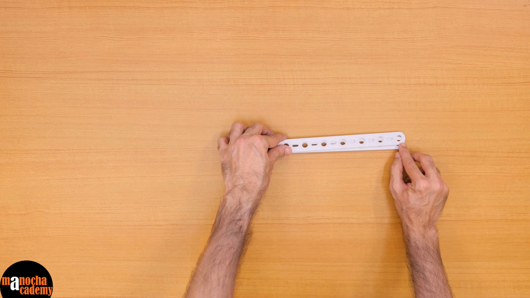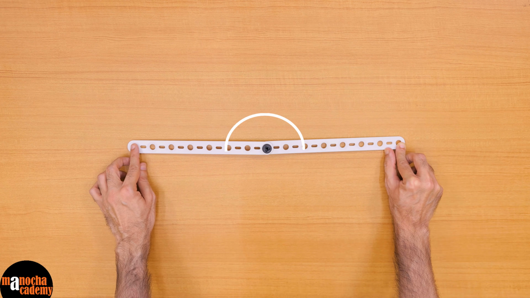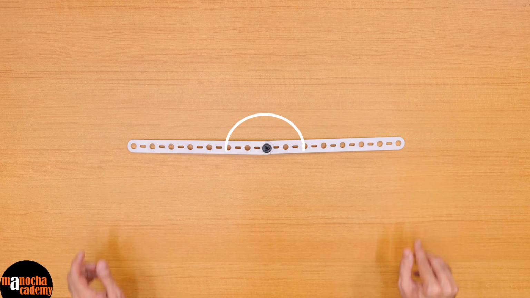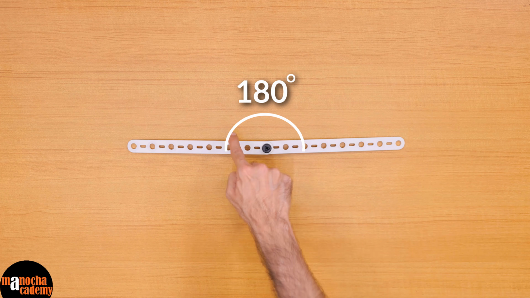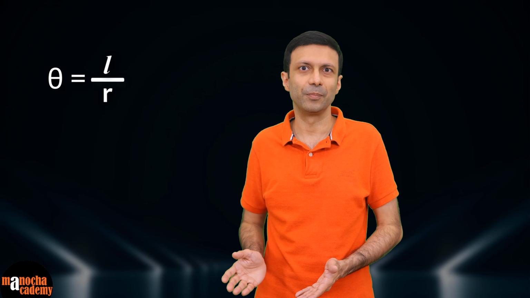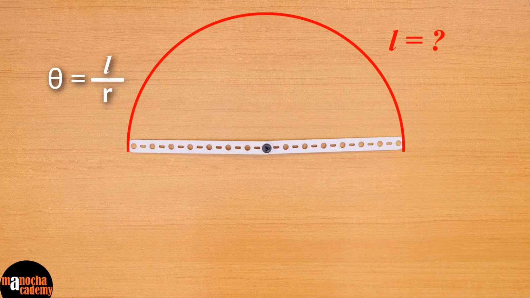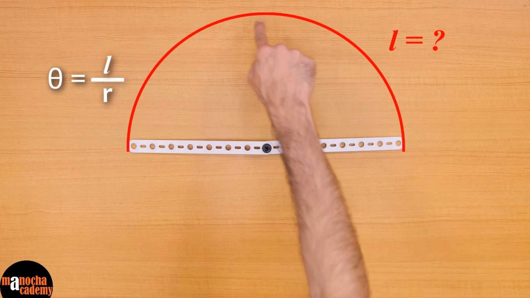How do we convert from degrees to radians? Let me show you in a very simple way. If we start like this and give it a rotation to form a straight line, what is the angle formed here in degrees? This is 180 degrees. But how much is the angle in radians? For radians, remember the formula is theta equal to L divided by R. Now what is the length of the arc formed here? So what is L?